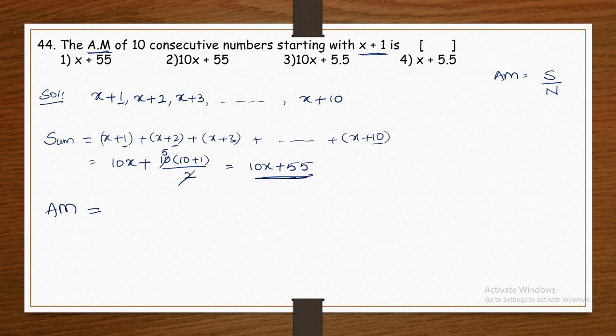AM, the arithmetic mean. So the arithmetic mean is given by the sum of observations divided by the number of observations. So the sum of observations is 10x plus 55, divided by the number of observations, which is totally 10. When you divide by 10, this gives me x plus 5.5, since 55 by 10 gives 5.5. Hence the answer is x plus 5.5. So this is nothing but my arithmetic mean of the given observations.